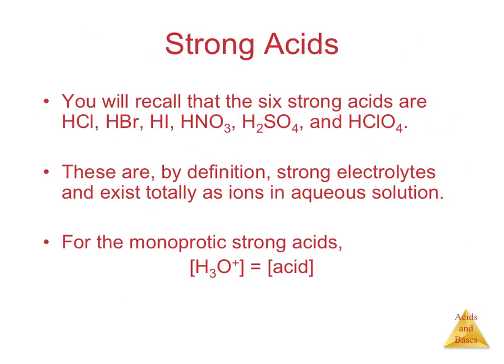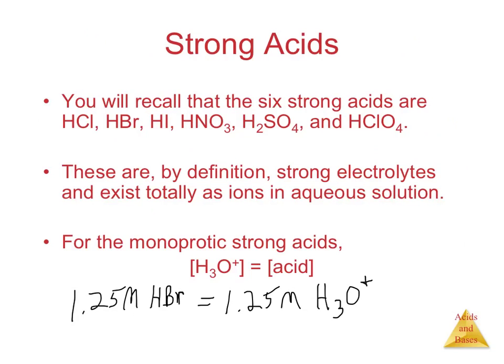Okay? So what they do is they completely dissociate in water, and if I know the concentration of that acid, especially if it's a monoprotic acid, let's say I had 1.25 molar hydrobromic acid. Because of that one direction arrow, it's completely dissociated. I can say that I also have 1.25 molar hydronium ion concentration. Right? And this will be important when we're doing calculation of pHs.